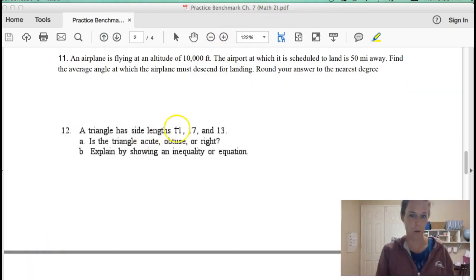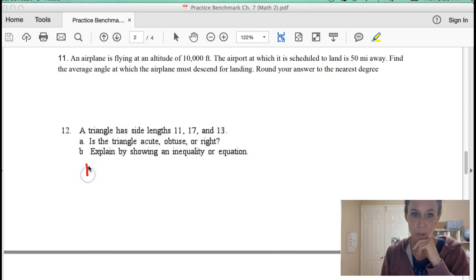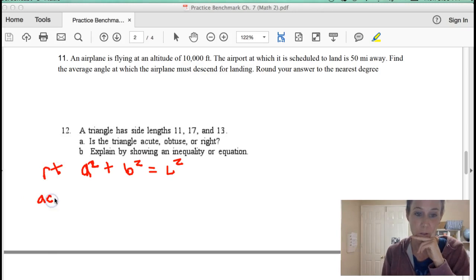All right, we have 3 lengths. We want to know if these 3 lengths make a triangle, and we know they're triangle lengths. We want to know if it's acute, obtuse, or right. So we know how to tell if it's right. If it's right, we would have a squared plus b squared equals c squared. And that would tell if it's right. If it's acute, all of the angles are less than 90.